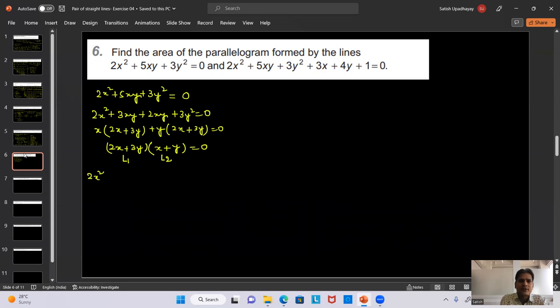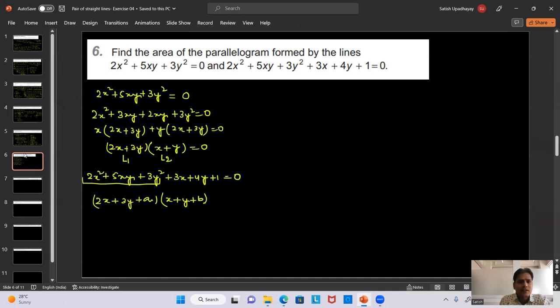The given equation is 2x squared plus 5xy plus 3y squared plus 3x plus 4y plus 1 equal to 0. So this is what we have already solved, no? So yes, we can now compare the coefficients of x and y to find the straight lines. So this will be basically 2x plus 3y, assuming the constant to be a here, and then x plus y plus b. And now I am going to compare the coefficients.